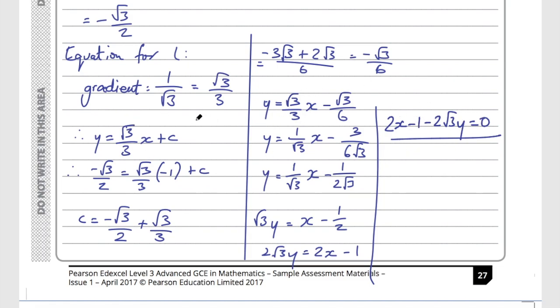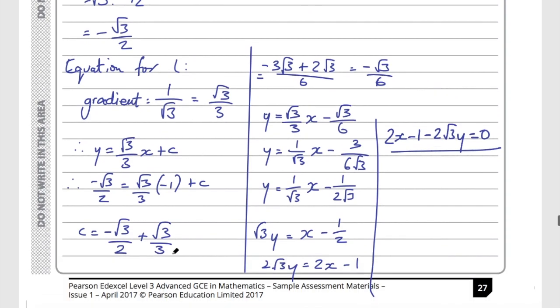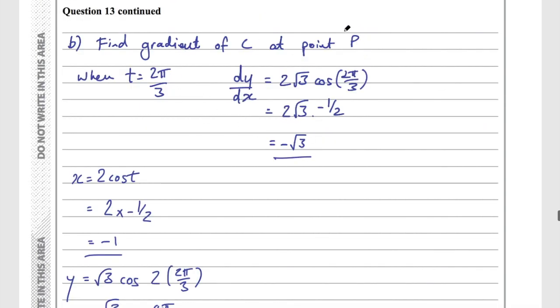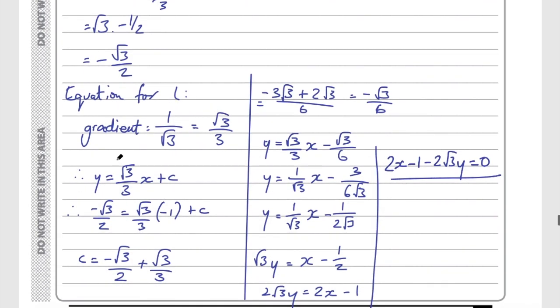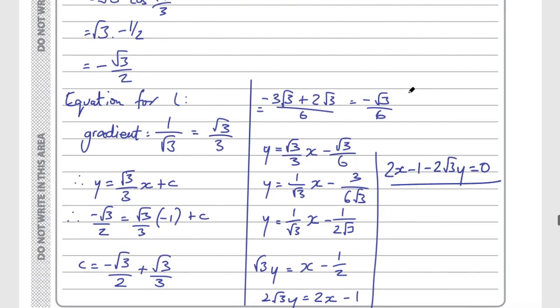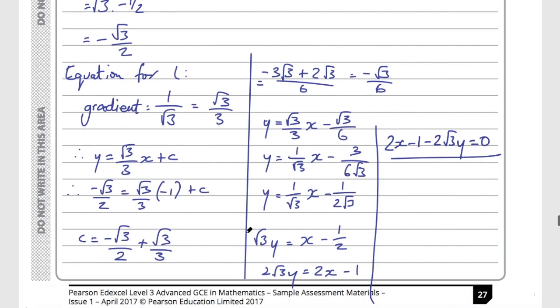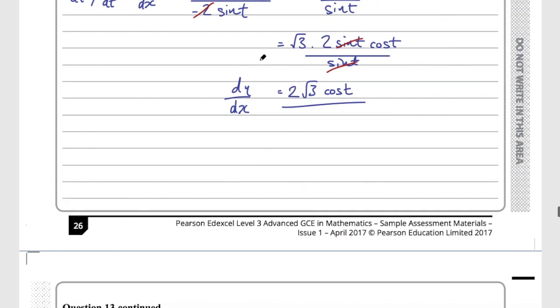So probably not the simplest way to do that question. Just some of the algebra could have been a bit neater, I think, but hopefully you get the idea that firstly you find the gradient at P, then you can find the x and y coordinates, and then basically using that y equals mx plus c, that basic formula of a straight line, you substitute everything into that equation and then rearrange it to get the equation they were looking for. And possibly you can do it in a slightly neater way than I did. But that's part B for question 13.